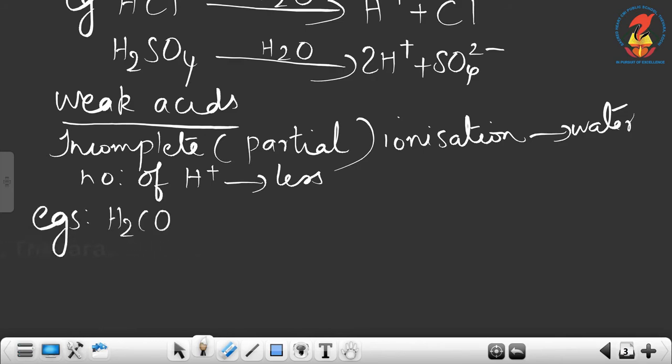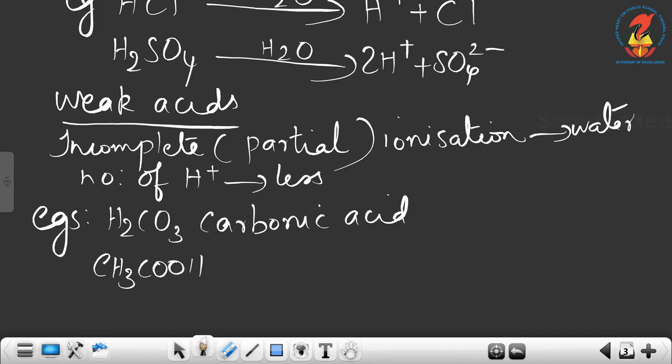One is H2CO3, carbonic acid, and one more. This is an entirely new acid for you. Name is familiar to you, but the formula you haven't seen. Acetic acid, CH3COOH. This is an organic acid. That's why the formula looks like this. We will learn about it in the 4th chapter. Now just learn the formula. Carbonic acid H2CO3 and acetic acid CH3COOH. That's how we say CH3COOH, acetic acid.